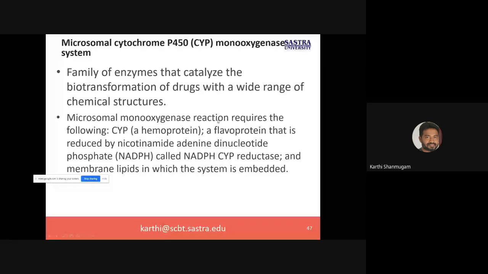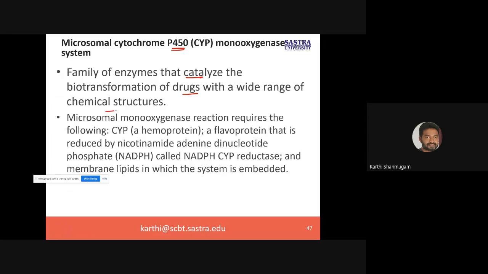A few important points related to cytochrome P450: it is a family of enzymes that catalyzes the biotransformation of drugs with a wide range of chemical structures. As I said, we have different isoforms of P450, and different isoforms can take the drug molecule as a substrate and metabolize it. The major component of cytochrome P450 is a heme part. Let me show the cycle so you can easily understand.